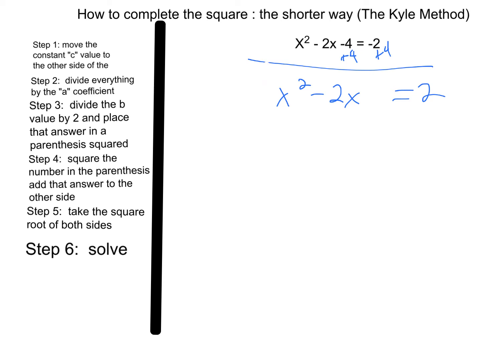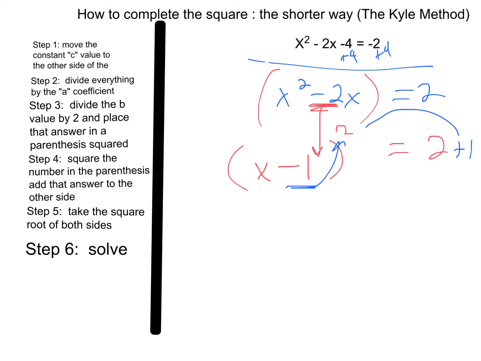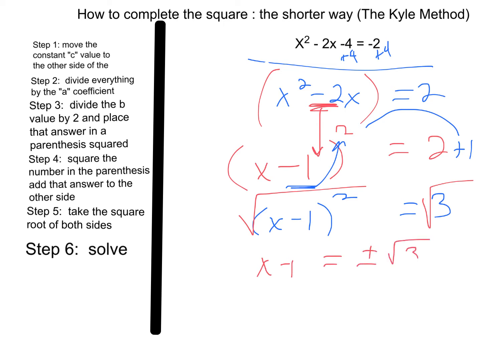Alright, our next step, we're going to take this, put it in a squared parenthesis. We're going to take this guy, divide it by 2. So x minus 1 squared equals 2. Alright, now from here, we're going to take negative 1 and square it, so plus 1. So we have x minus 1 squared is equal to 3. Alright, now take the square root. X minus 1 equals plus or minus radical 3. Now again, I can't break down square root of 3, so that's the way it stays.